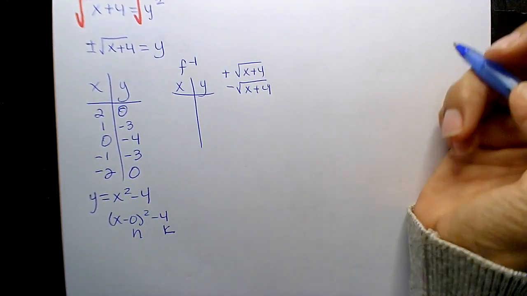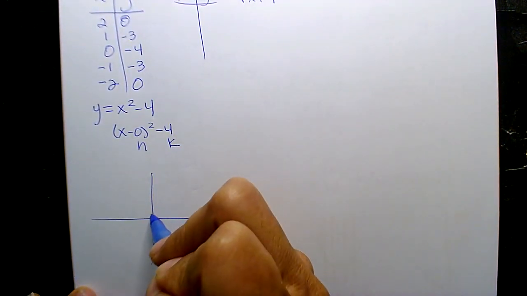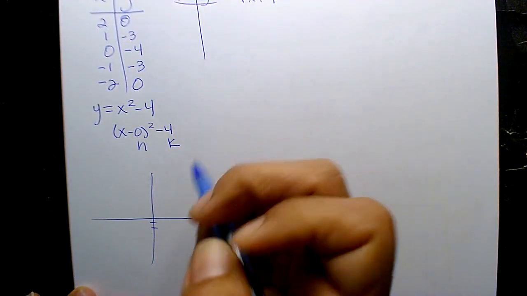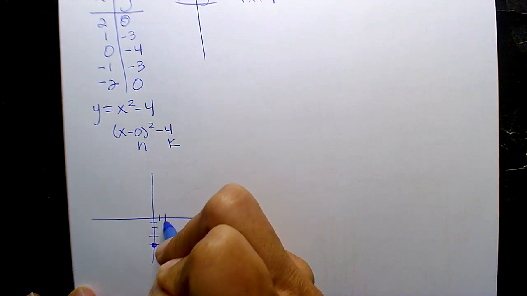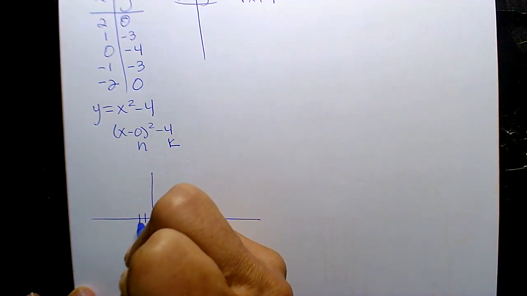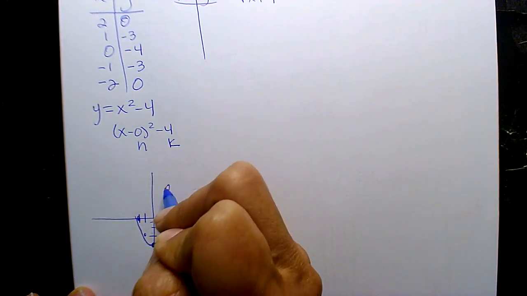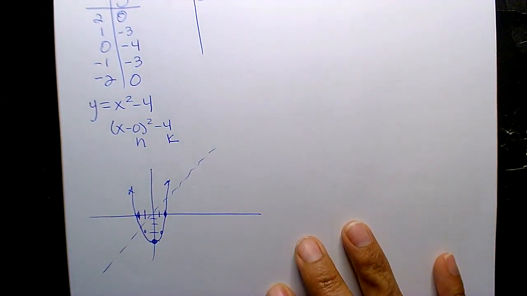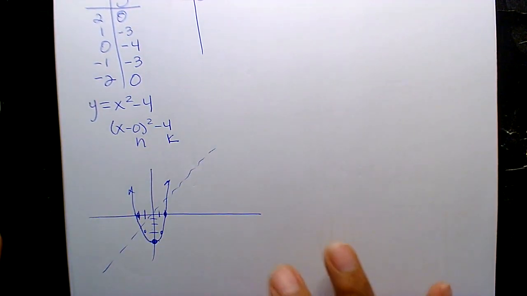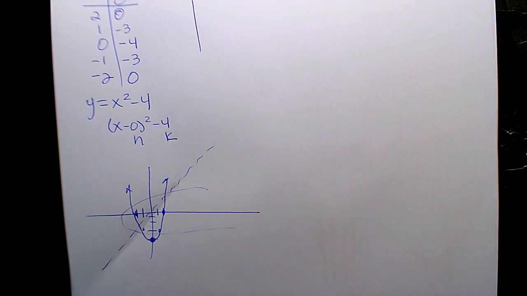Right? So if I kind of put an ugly graph right here, if I'm graphing it 0, negative 4, oh wait, 0, negative 4, 2, 0, negative 2, 0, 1, negative 3, right? So this should kind of be your graph. And then if this is my folding, it's going to end up being like this. They're going to be on top of each other.